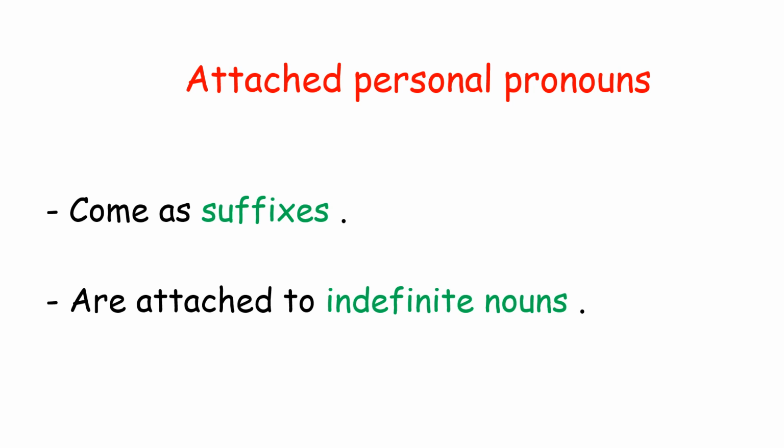Brilliant! So all in all, the attached form of Arabic personal pronouns is nothing but the equivalent of English possessive adjectives. However, they come as suffixes and they have to be attached to the end of nouns. I cannot stress this enough. Nouns, not any other part of speech, because otherwise it will be another story. Right, enough theory, my friends. Let's see the situation on the ground.